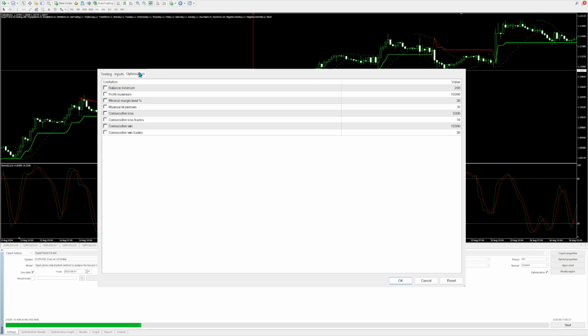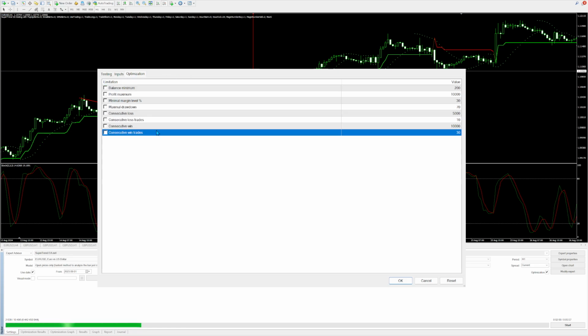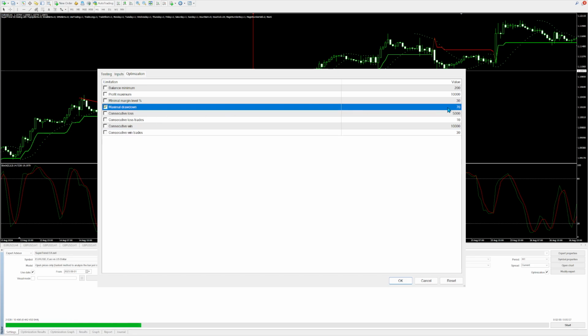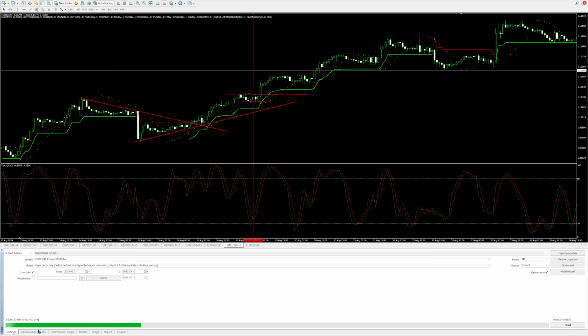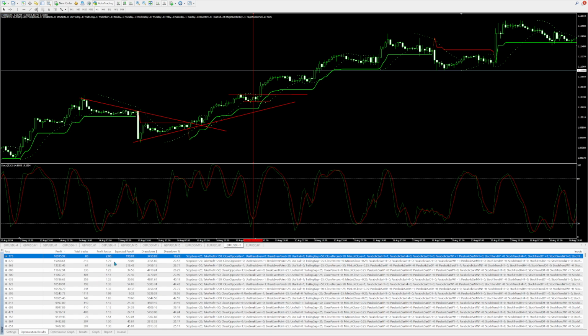In the optimization tab here, you can check any of these to filter results, so you only see results that meet any of these requirements. For example, with maximum drawdown, you can set a level so that you only see results that achieve that maximum drawdown. I'll leave them unchecked because I like to see all results, good and bad, just so I know roughly what works and what doesn't, because this is backtesting. It's not 100% accurate.